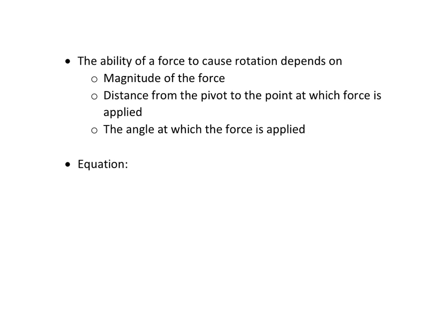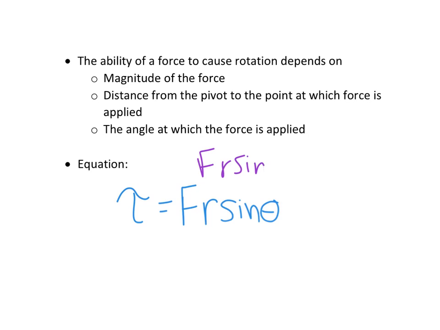Okay, the ability of a force, so in other words, the ability of torque to cause rotation is going to depend on three things: the magnitude of the amount of force, the distance from the pivot to the point at which the force is applied, and the angle at which the force is applied. So the equation for torque, tau, is going to equal the force times the radius times the sine of the angle. I prefer to use phi instead of theta. So you might see F R sine phi.